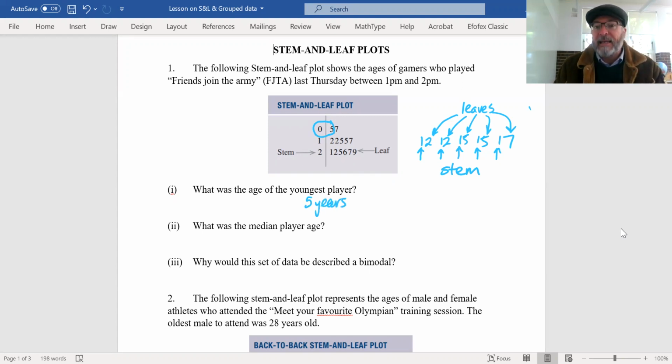What was the median player age? Now, remember with median, you line everything up from smallest to biggest, and then you go and you select what lies in the middle. If there's 2 numbers in the middle, you average them out. If there's 1 in the middle, well, that's great. Well, the good thing about stem and leaf plots is if they're made correctly, the numbers are already arranged from smallest to biggest. Like here, our age ranges goes from 5 years old up to 29 years old.